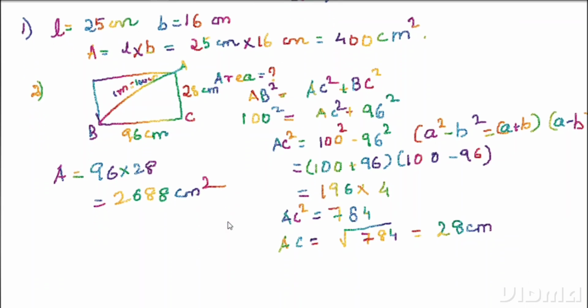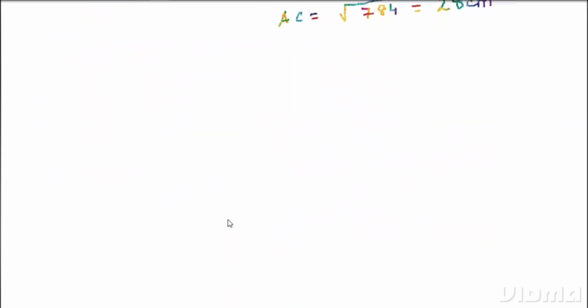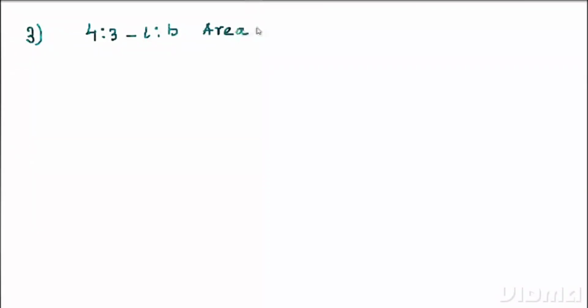Now let's move on to the third question. The third question says that the sides of a rectangular park are in the ratio, again the same ratio question. They have given the ratio as 4:3, which is the ratio of L to B. And they are telling that the area is 1728 meter square. You have to find its perimeter.